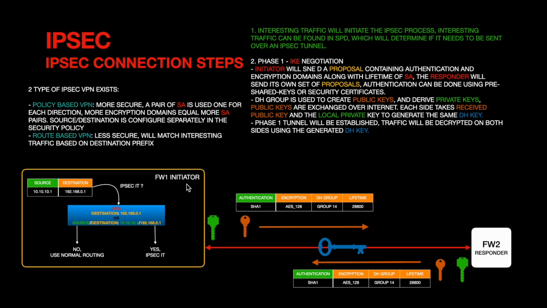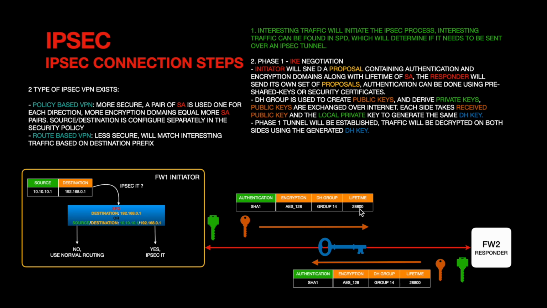So the initiator will send its proposals containing the authentication and encryption algorithms along with the lifetime of the security association. You can see the authentication. In this case, the authentication algorithm is SHA-1. Encryption algorithm is AES-128. The lifetime is 28800, and the Diffie-Hellman group is group 14. When this timer expires, the IPsec will have to renegotiate the parameters.